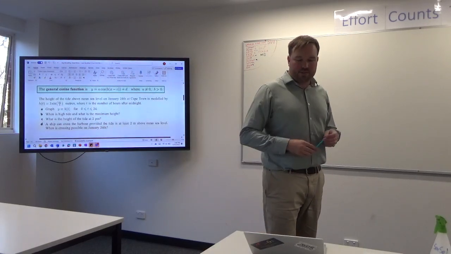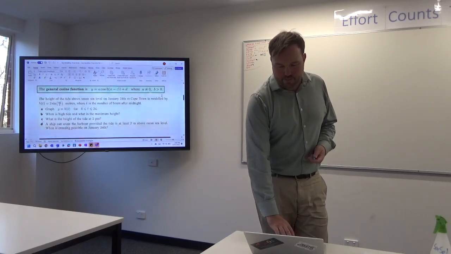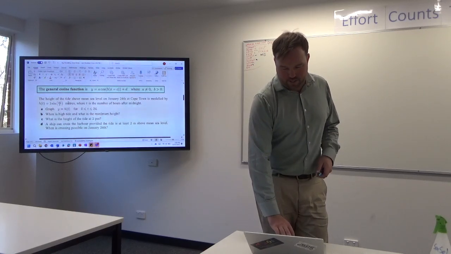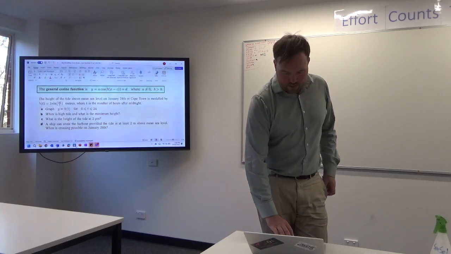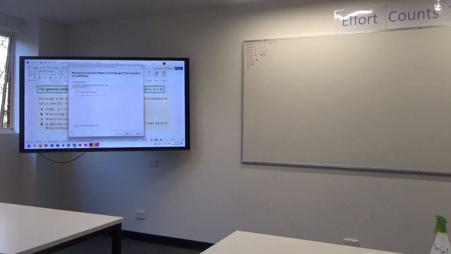So, the height of the tide above mean sea level on the 24th of January in Cape Town is modelled by this function where t is the number of hours after midnight. So we can grab our calculator and draw this function for the 24 hours after midnight.